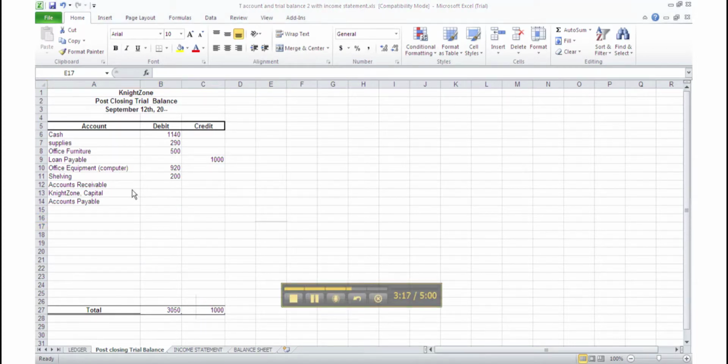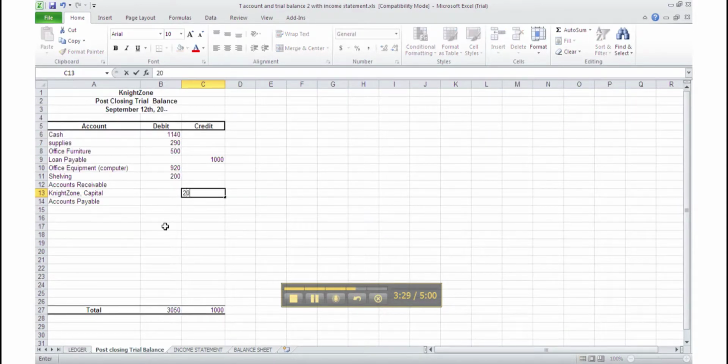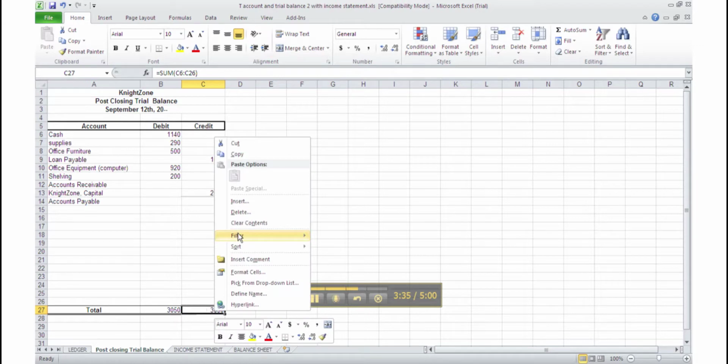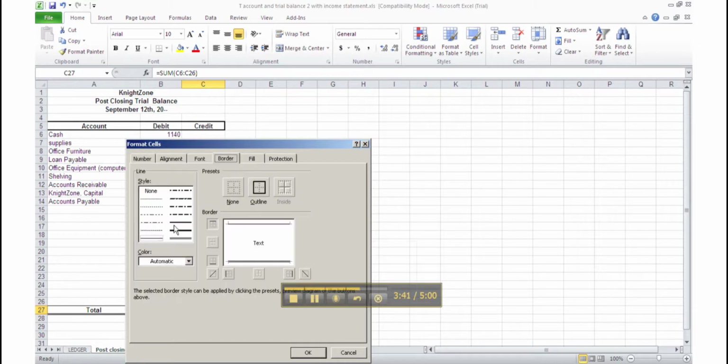All right, so we need to put in the new capital. And the new capital, if we go back and take a look, was 2,050. And if we put that in on the credit side, there we have it, 3,050. I'm going to right-click, click Format Cells, and we're going to give a nice little double underline border.